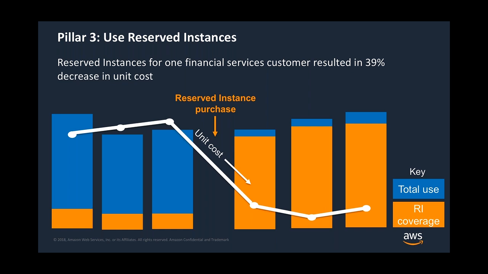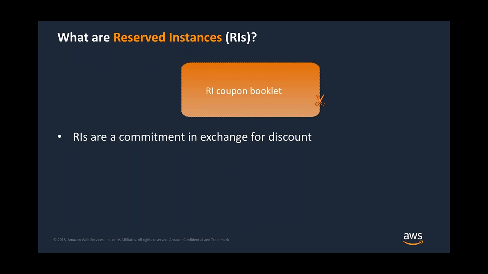A reserved instance effectively decreases your unit cost of compute. And what it is, it's a commitment on your behalf, either 12 or 36 months. And for that commitment to a particular resource, you get a discount on the hourly rate of compute.